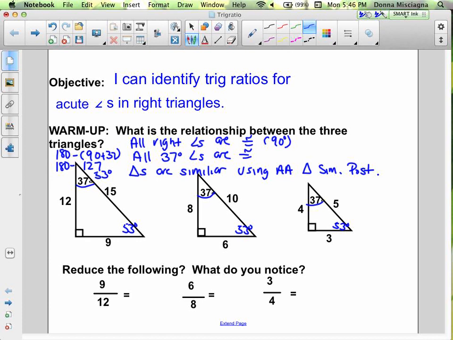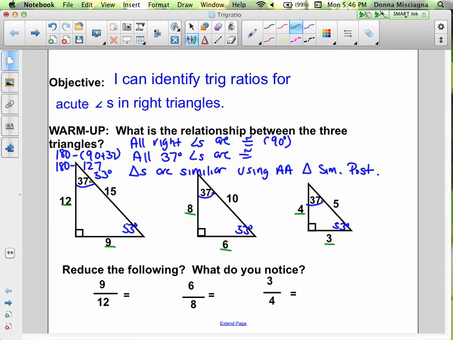So we're going to compare the short side in the small triangle and the medium side in the small triangle, and the short side in the medium triangle and the medium side in the medium triangle, and the short side in the large triangle and the medium side in the large triangle, and see what we get. So we're going to reduce the following.